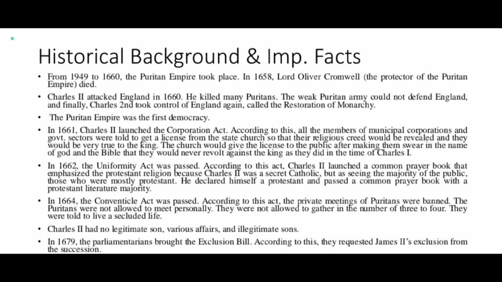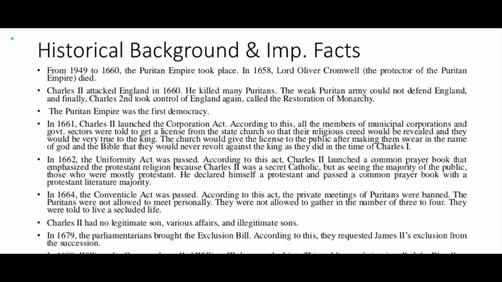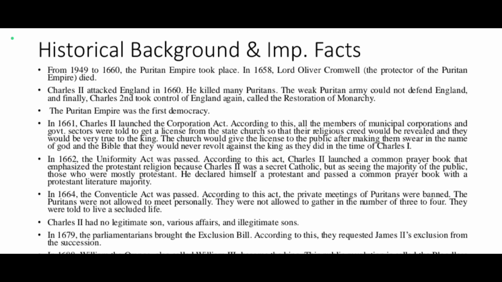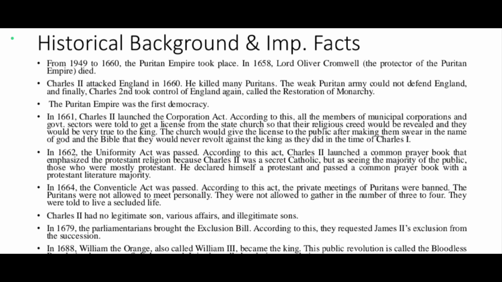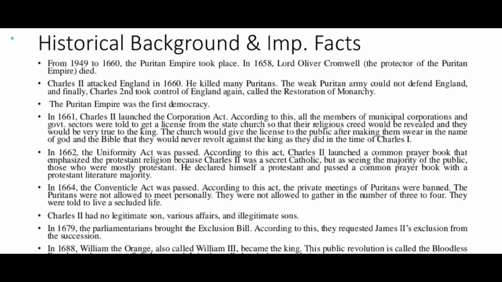In 1661, Charles II launched the Corporation Act. According to this act, all the members of municipal corporations and government sectors were told to get a license from the state church so that their religious creed would be revealed and they would be very true to the king. The church would give the license after making them swear in the name of God and the Bible that they would never revolt against the king as they did in the time of Charles I. So Charles II was a very clever king. He knew that the public as well as the church went against his father, King Charles I. That's why he launched this act. According to it, the municipal corporations and government sectors had to get a license from the state church, which was already under Charles II.